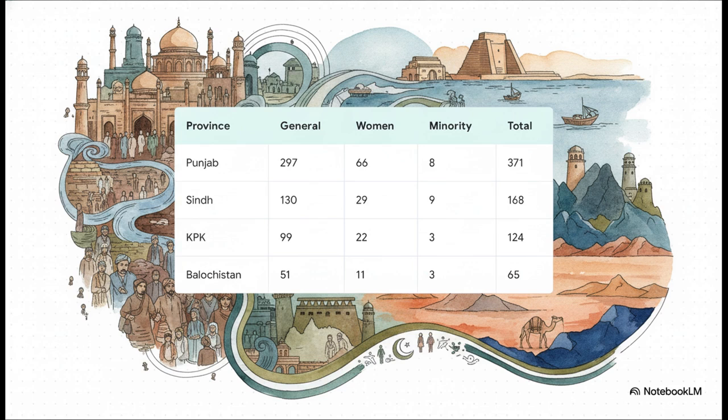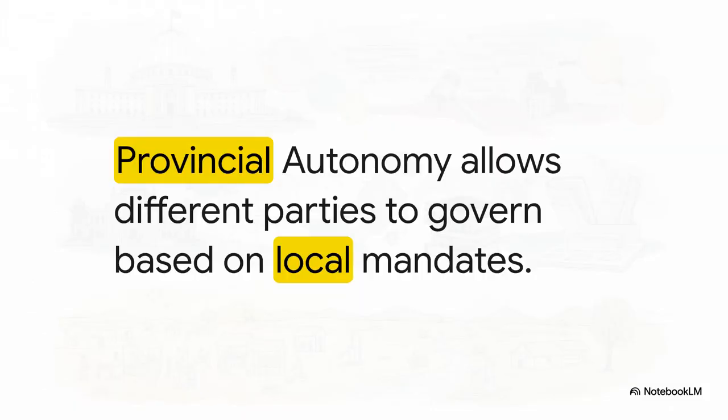federal level. Oh, and importantly, these regional assemblies are legally required to have built-in reserved quotas for women and minorities. It guarantees those diverse voices actually get heard at the local level. And you know, this autonomy isn't just some nice idea on paper. Thanks to a landmark piece of legislation called the 18th Amendment, the federal government can't just dictate who runs the provinces from the capital anymore.